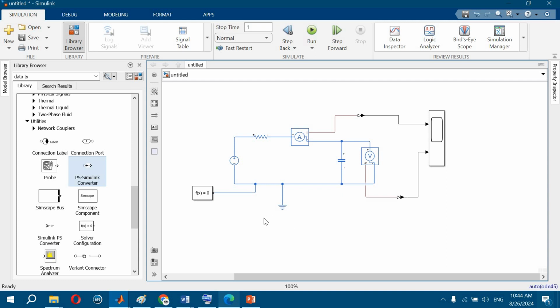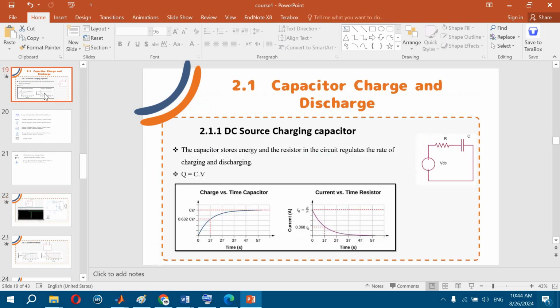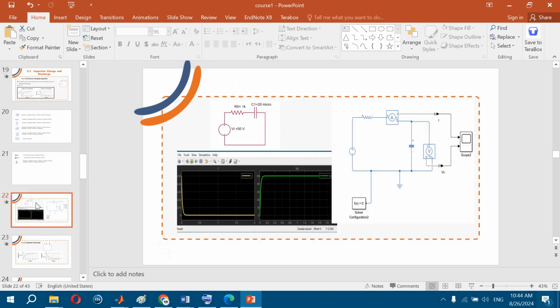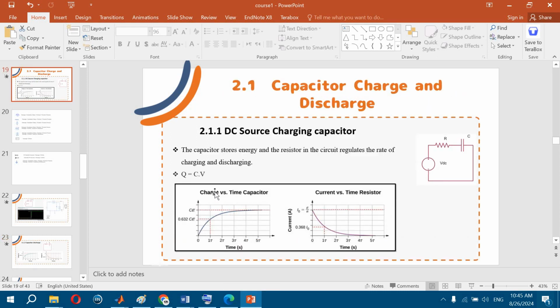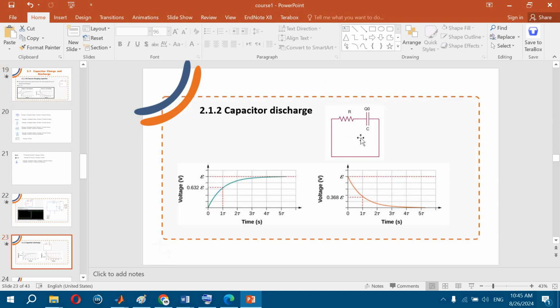Let us go back to our slide. This is exactly what happened during charge. The other case is discharge. In capacitor discharge, the source of energy is the capacitor. The capacitor produces energy to feed the resistor, and we will find the output voltage versus time like this. Here is current versus time, and here is voltage versus time. It is vice versa. Let us see the discharge behavior of the capacitor.